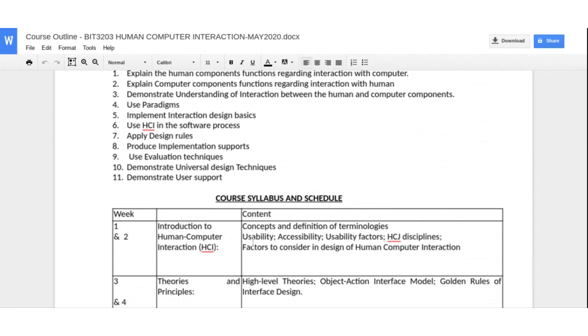Okay, so in every unit, it's always necessary to look at introductory issues just to set the way forward as we look at the concepts related to this particular unit, human-computer interaction. So we have some introductory concepts that are key. They lay the ground. Concepts and definitions of terminologies like usability, accessibility, usability factors, human-computer interaction discipline. And what are some of the factors to consider in the design of human-computer interaction? So we're looking at that.